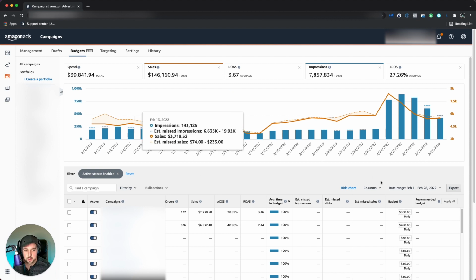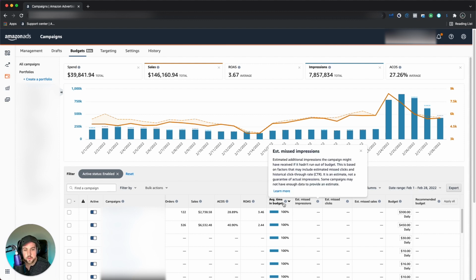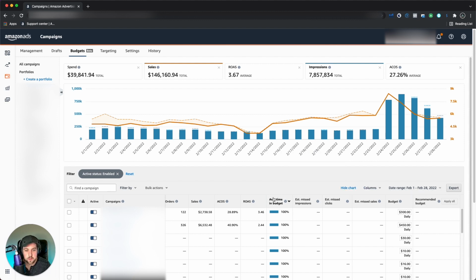So right now I've got this filtered for February 1st to February 28th of 2022. And essentially it's showing me average time in budget, or AVG, basically meaning out of that whole time period, out of that whole month, how much was this campaign within the budget constraints? Was there any time where it potentially spent over the budget or got close to maximizing the budget?